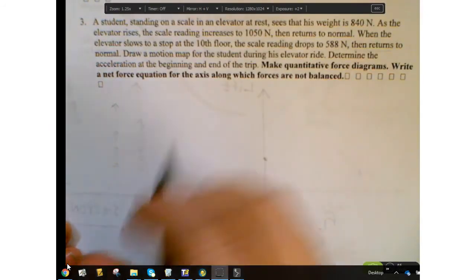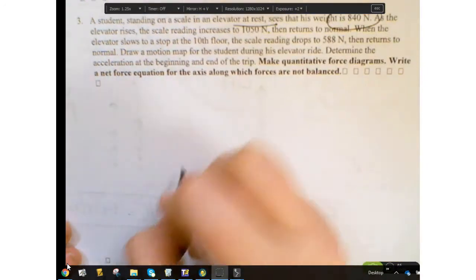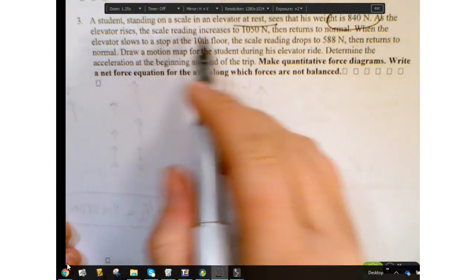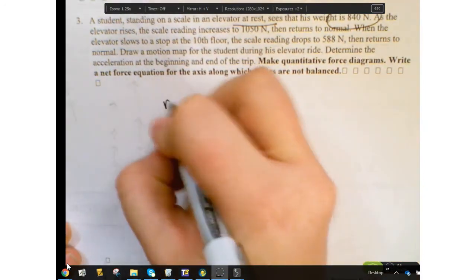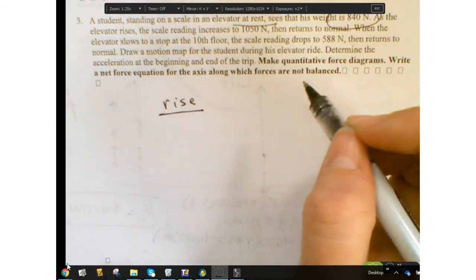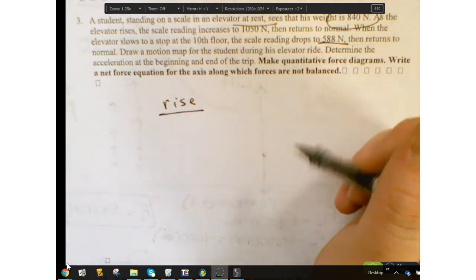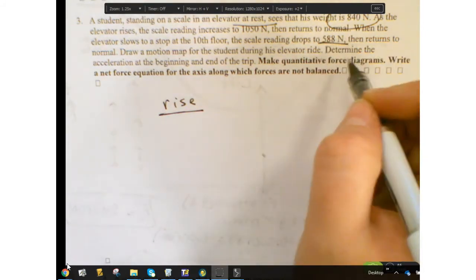Okay, a student standing on a scale in an elevator at rest sees that his weight is 840. Now this weight is never going to change. As the elevator rises, the scale reading increases. So we have a rise here, and then returns to normal. When the elevator slows to a stop at the 10th floor, the scale reading drops, then returns to normal. Draw a motion map for the student during his elevator ride.